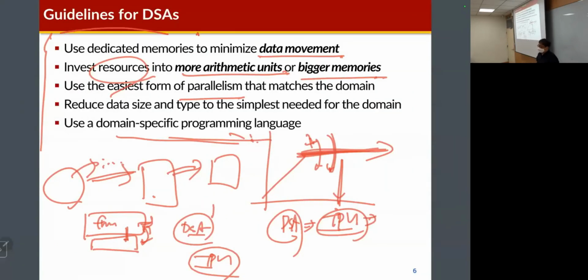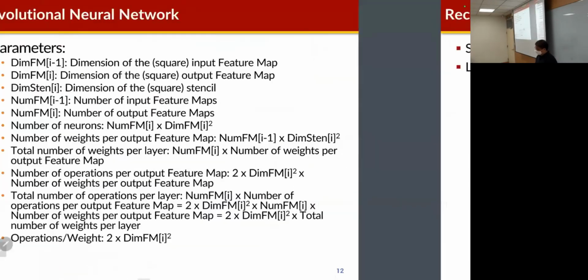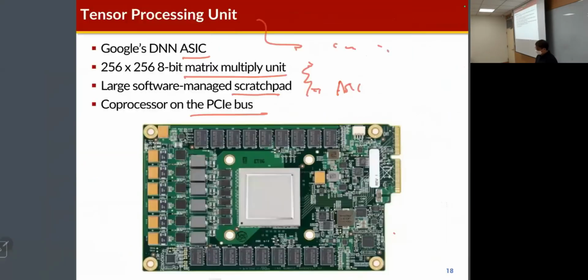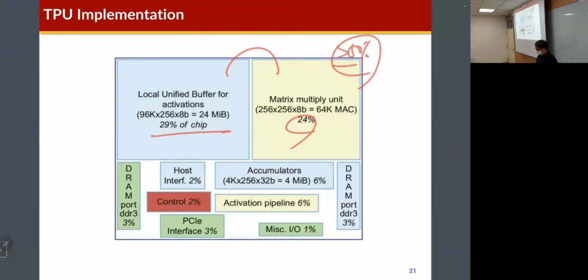So, following the guidelines for DSAs, you can find a bigger memory and a large amount of arithmetic units. The TPU is the same. You can also find some additional hardware components, but the hardware resources occupied by these components are very low.